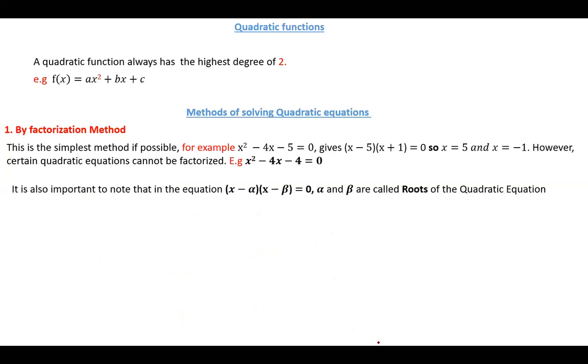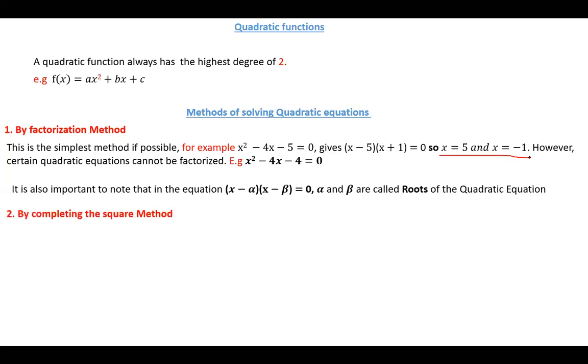It is also important to note that in the equation x minus alpha multiplied by x minus beta is equal to 0, alpha and beta are called roots of the quadratic equation. So meaning these answers that you find after factorizing a quadratic equation are called the roots of a quadratic equation.